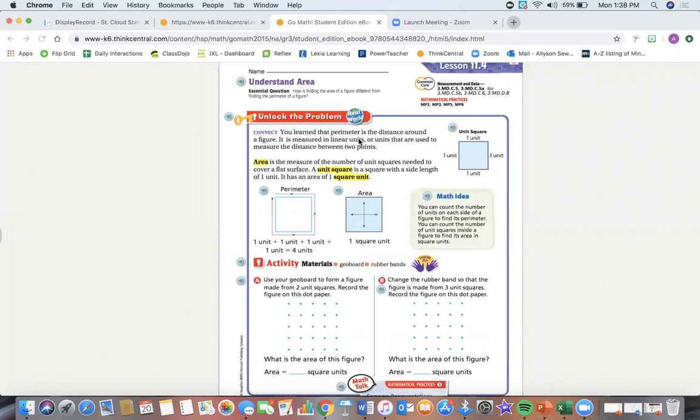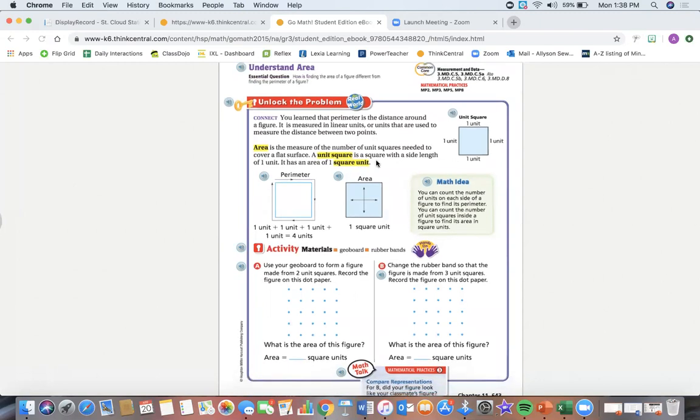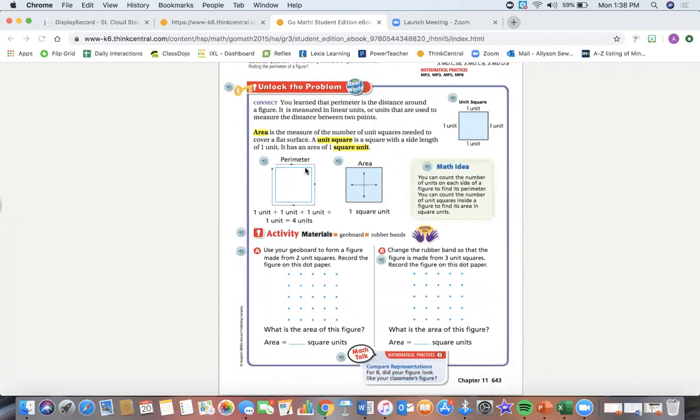So we'll read right here. You learned that perimeter is the distance around a figure. It is measured in linear units, or units that are used to measure the distance between 2 points. Area is the measure of the number of unit squares needed to cover a flat surface. A unit square is a square with a side length of 1 unit. It has an area of 1 square unit. So they're saying here, this would be 1 square unit.